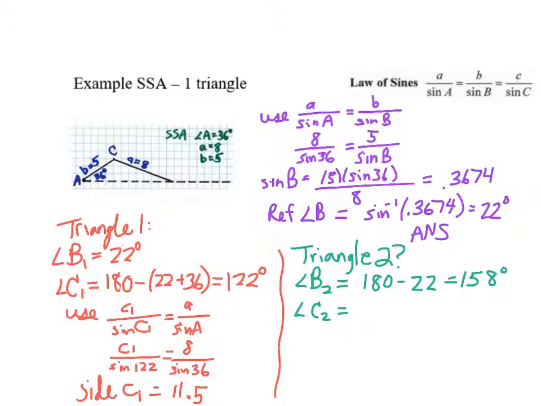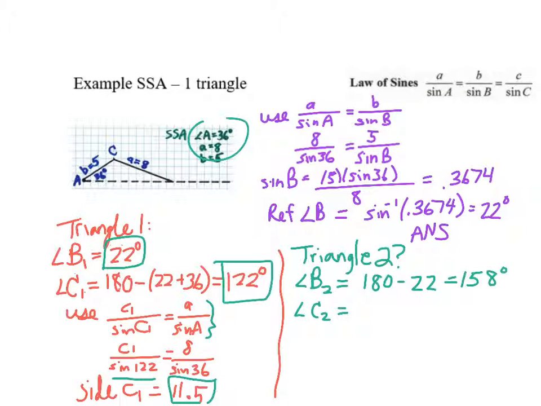So here are the calculations for triangle 1. We had our reference angle, which is our acute angle, 22 degrees. And then we found the third angle in the triangle, 180 minus 22 plus the given angle, 36 degrees, equals 122. So that's those three angles in the triangle. Then we found little side C, once again using given information here, our little side C1 over the sine of this angle we just found equals 8 over sine of 36, and we get 11.5. So that's triangle 1. Now we look for triangle 2.